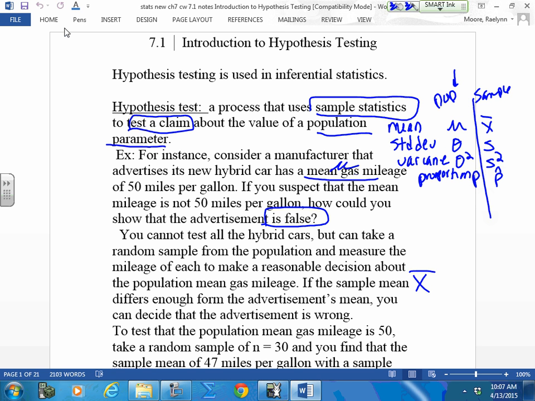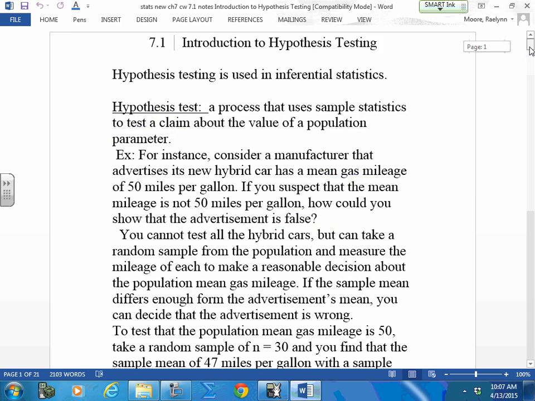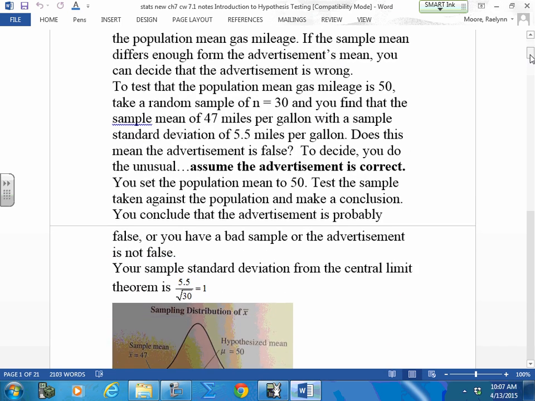To test the population gas mileage, for instance, hang in there guys, you need to understand this. You take a random sample of n equals 30 and you find that the sample mean is 47 miles per gallon with a sample standard deviation of 5.5 miles per gallon. Usually they will give you a population one. This is usually going to be a population standard deviation. Does this mean that the advertisement is false? Just because it's not exactly 50, does it mean that it's false?